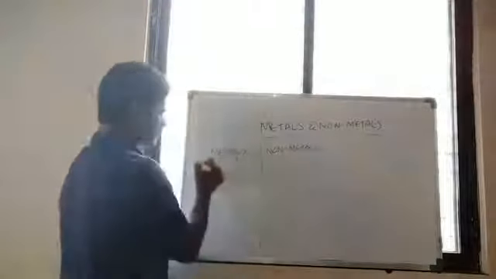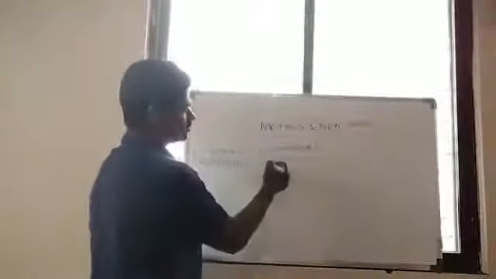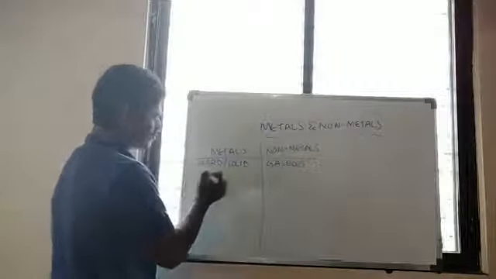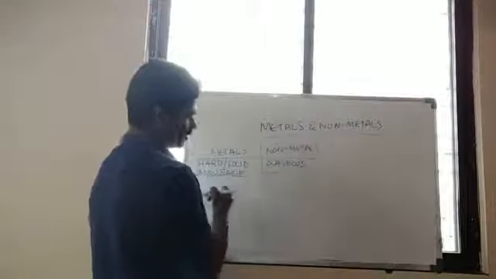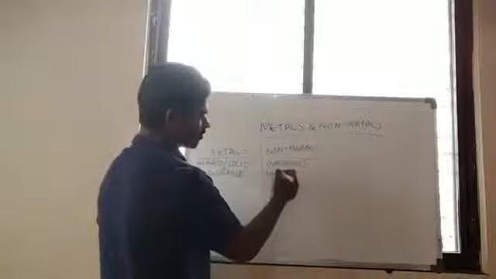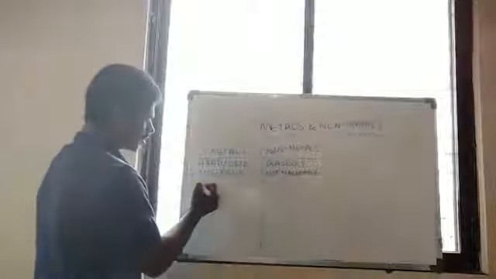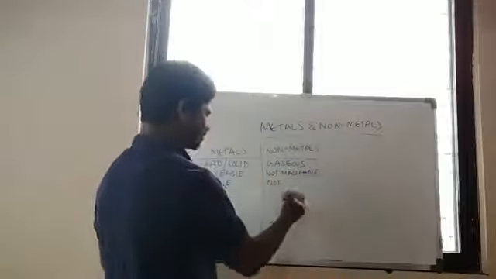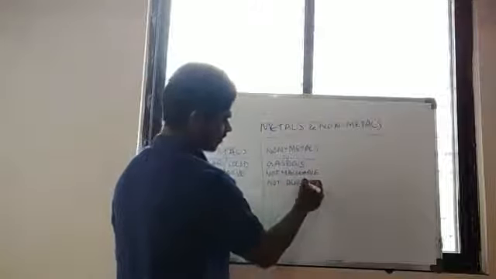You know that usually metals are hard and solid, whereas the non-metals are gaseous. This is the first difference. And the metals are malleable, meaning that they can be beaten down into thin sheets, but non-metals are not malleable. Similarly, the metals are ductile. What is the meaning of ductile? The meaning of ductile is that the metals can be drawn into thin wires.